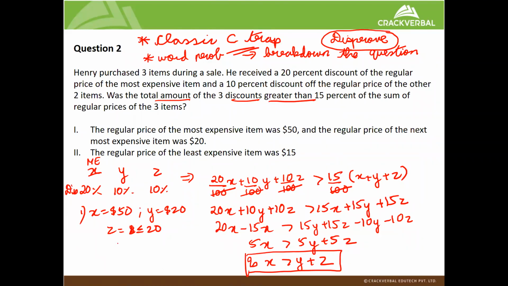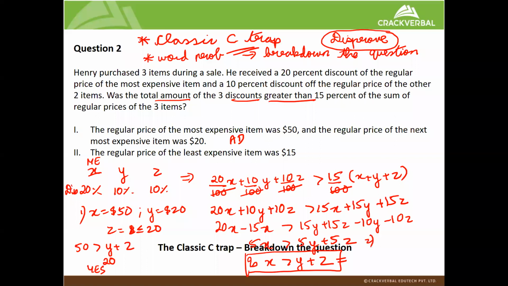So looking at the first statement, remember I need to answer the main question. Looking at the first statement tells me X is 50. This is always going to be greater than Y plus Z because Y is fixed to be 20 and Z is going to be a value which is less than 20. So the left hand side will always be greater than the right hand side. I get a definite yes. So the first statement is clearly sufficient. And the two possible answer choices are A and D.